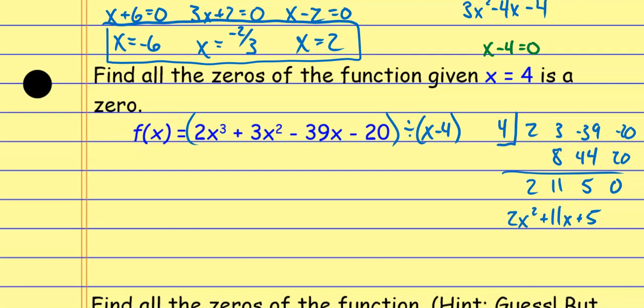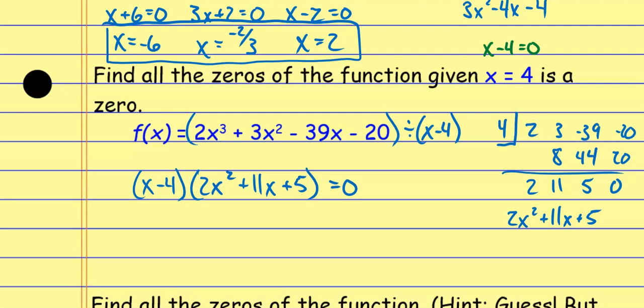And so now I can write my factored form. I divided out the x minus 4. So essentially, I factored out the x minus 4. And when I factored out the x minus 4, it left me with a 2x squared plus 11x plus 5. And again, I want to set this equal to 0. I want to find all the solutions.